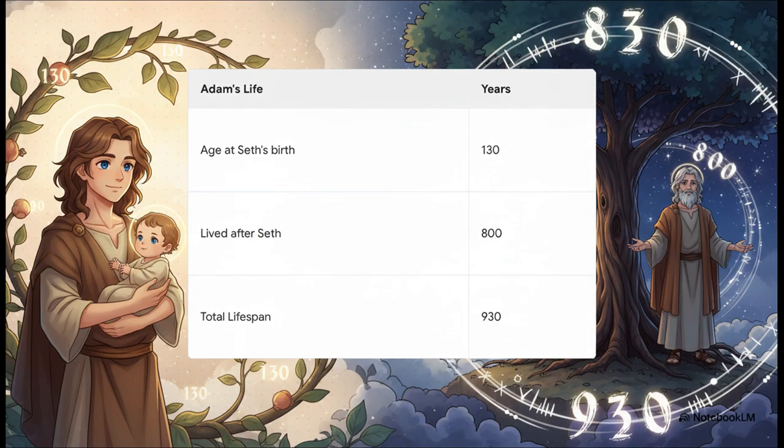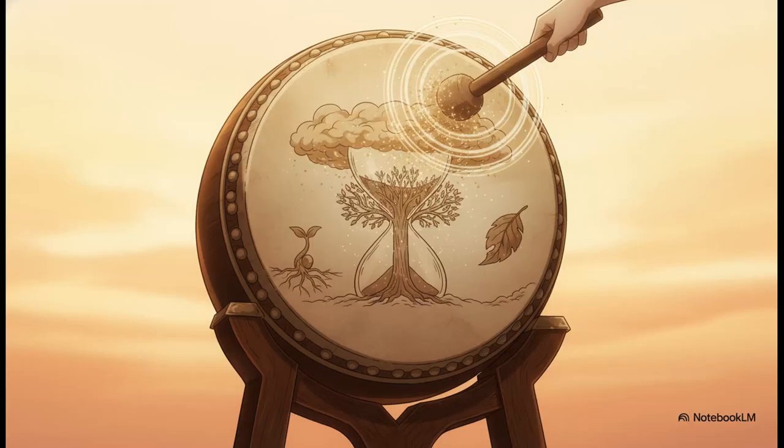First, you get Adam's age when his son Seth was born, 130. Then, it tells you how long he lived after that point, another 800 years. So, you do the math, and boom, a total lifespan of 930 years. And you gotta remember this formula, because we're gonna see it again and again. And every single one of these entries, starting right here with Adam, ends with the exact same final, kind of blunt phrase, and then he died.